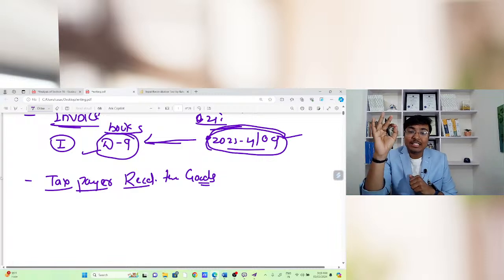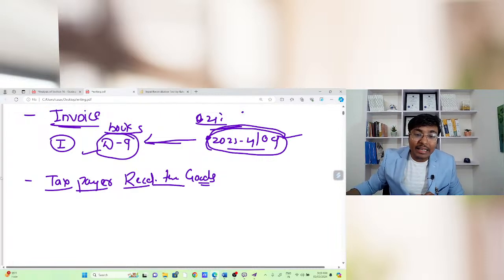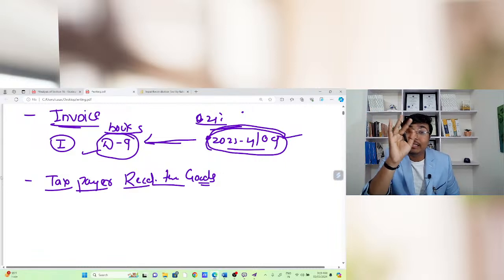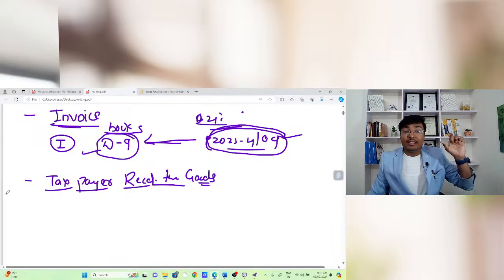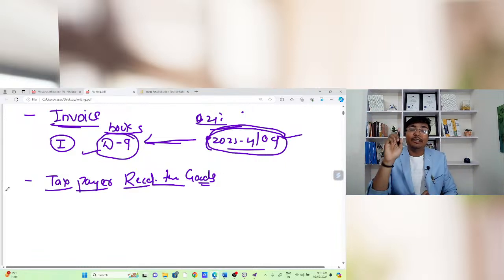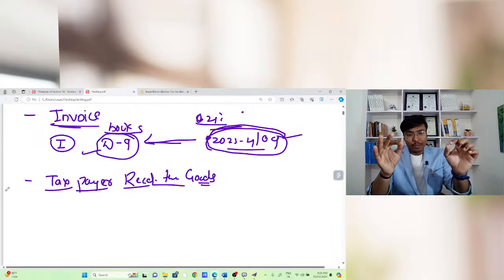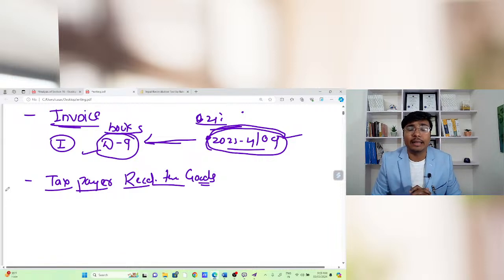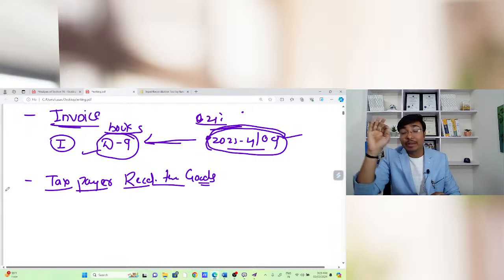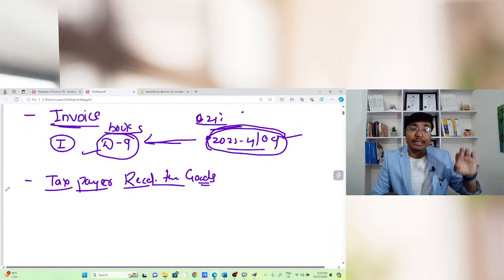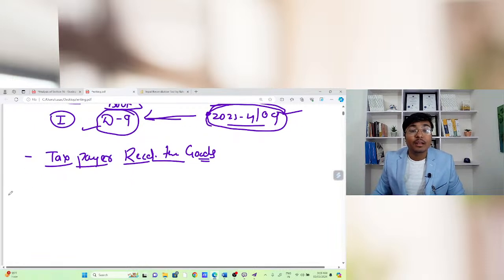Okay, now I just want to give one example, and with that example I just want to clarify this situation. Now there is a requirement to claim the input tax credit, that the taxpayer has received the goods. Okay, now जो भी हम लोग कंडीशन डिस्कस कर रहे हैं, these all are the mandatory conditions. Okay, इनमें से अगर एक भी फुलफिल नहीं होती है, in that case the taxpayer will not be eligible to claim the input tax credit.